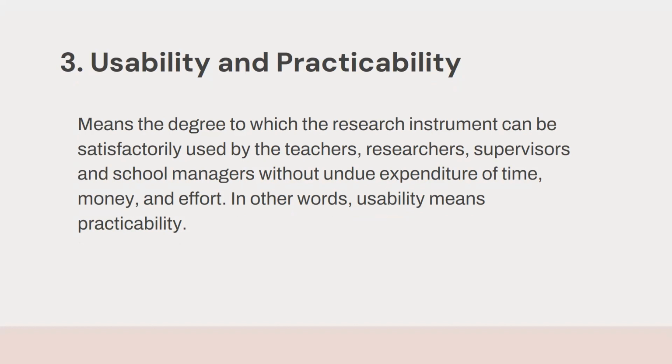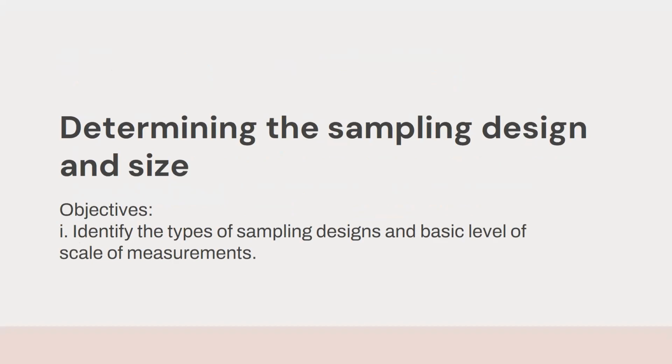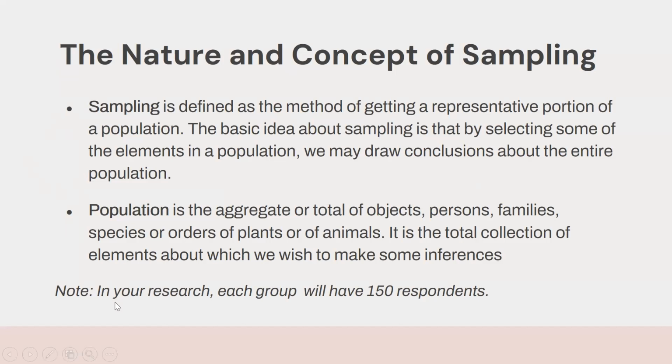So, yes. Then we have here determining the sampling design and size. The objective is to identify the types of sampling designs and basic level of scale of measurements. So, the nature and concept of sampling. Sampling is defined as the method of getting a representative portion of a population. The basic idea about sampling is that by selecting some of the elements in a population, we may draw a conclusion about the entire population.